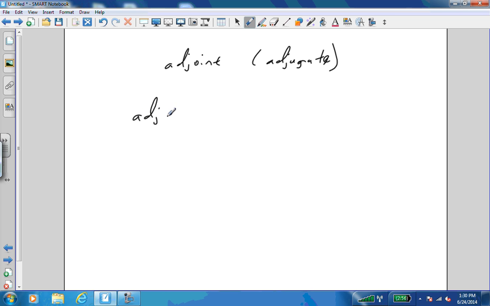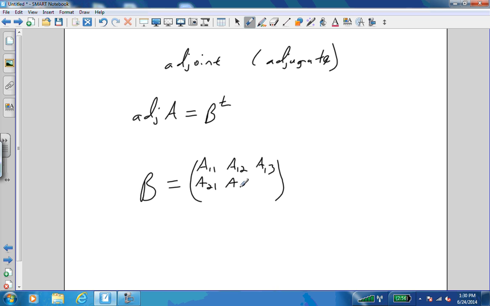The adjoint of A is the transpose of a matrix B, where B is the matrix that's formed by getting the cofactors, the A11 cofactor, the A12 cofactor, A13 cofactor, every single cofactor of that matrix, and so forth. So the adjoint, once we get that, then we transpose it.